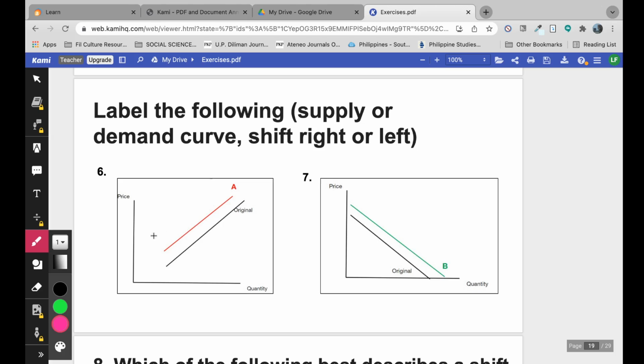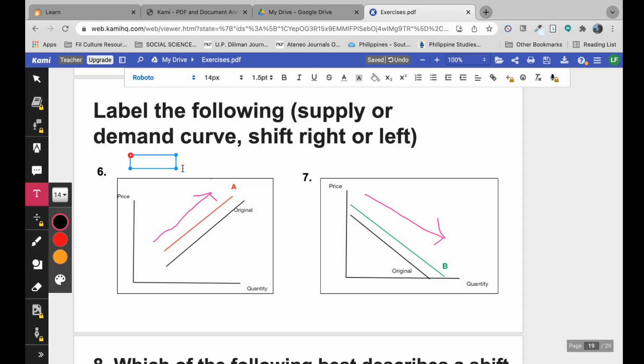So let's look at this. Again, just trace. Use an arrow, right? To figure out if it's downward or upward sloping. Number 6, that's an upward sloping curve. And then on number 7, that's a downward sloping curve. Which means that for number 6, this is gonna be a demand curve. And we could see that from the original demand curve, there has been a shift, but the shift is to the left, which means that there has been a decrease in the quantity demanded.